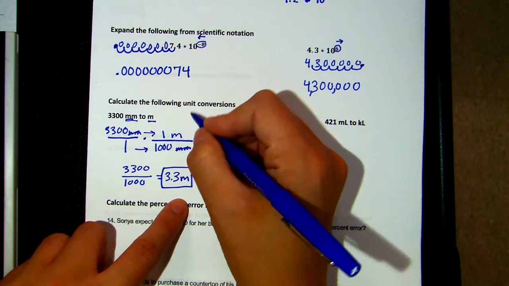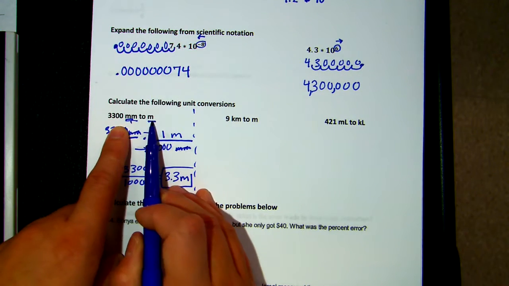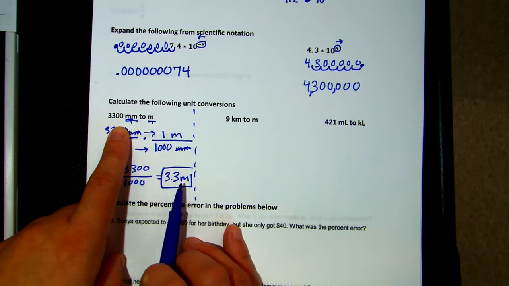Okay, which makes sense. If I'm going from a smaller unit to a bigger unit, I'm going to have fewer of the bigger unit.